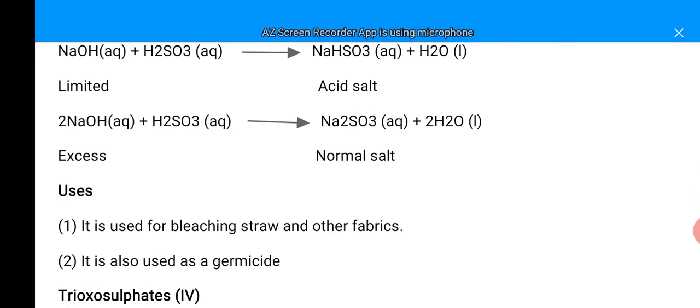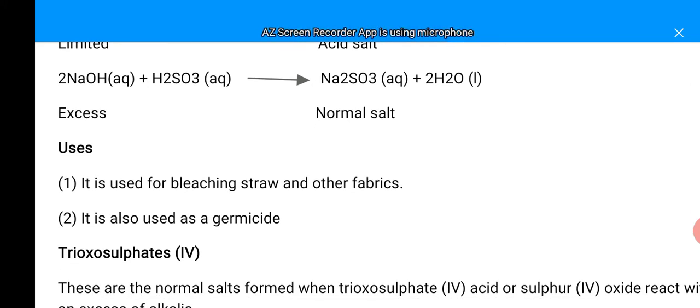Uses of trioxosulfate 4 acid. It is used for bleaching straw and other fabrics. It is also used as a germicide.